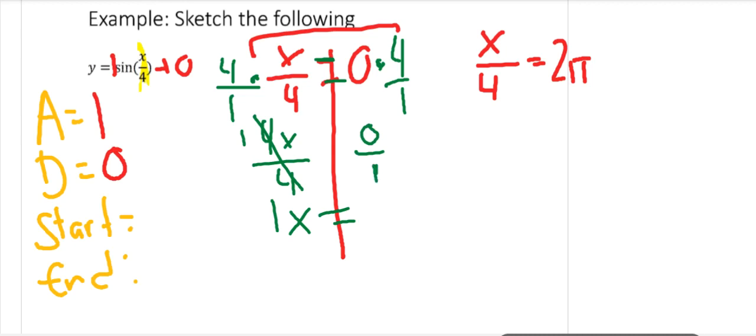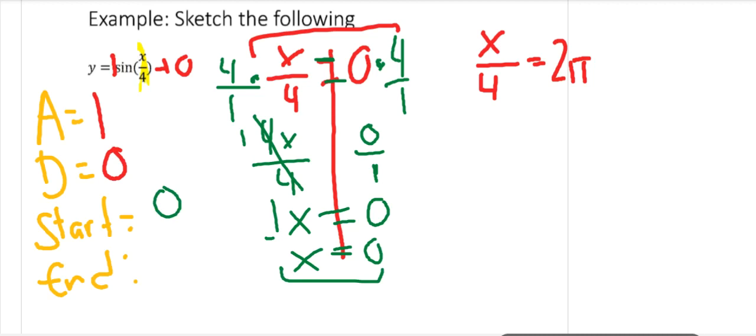Some of us are still having a little bit of trouble with this. Plug it into a calculator. 0 divided by 1 is 0. If you want to keep writing that 1, you can. I'm just going to go ahead and say x is equal to 0. So this is my start at 0.